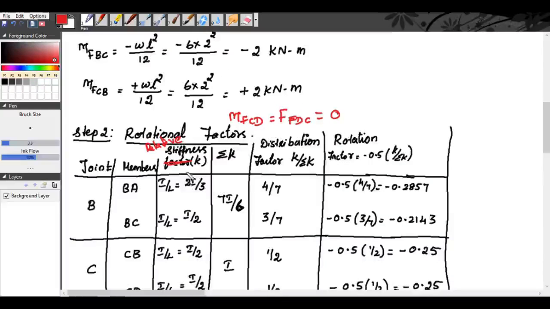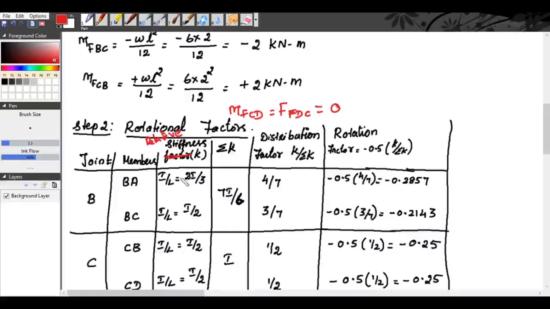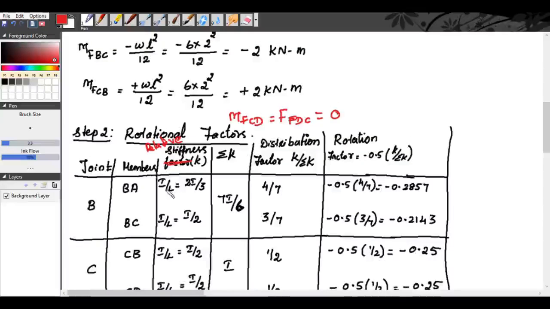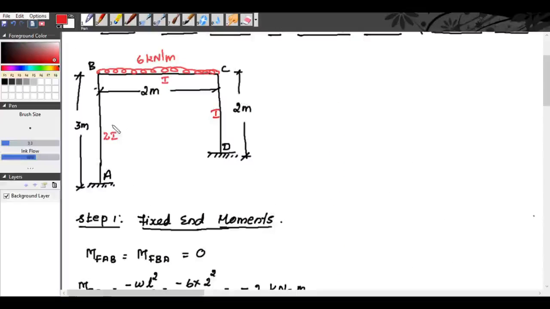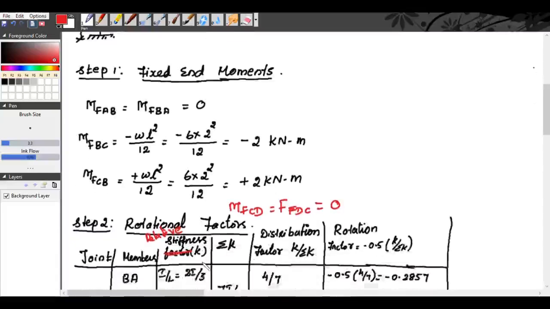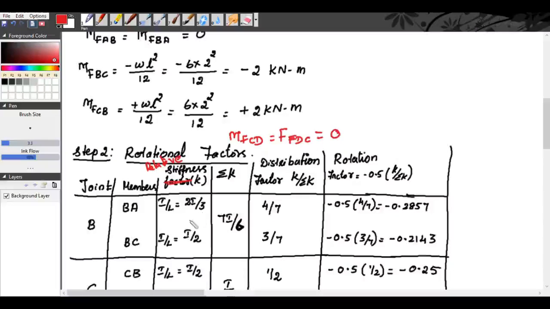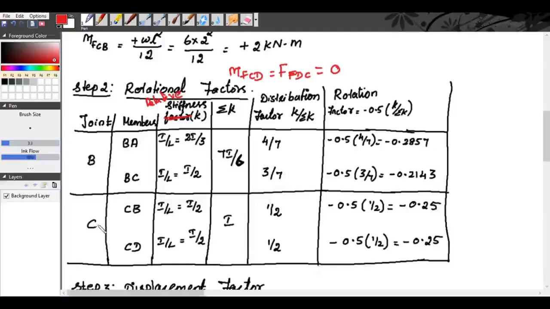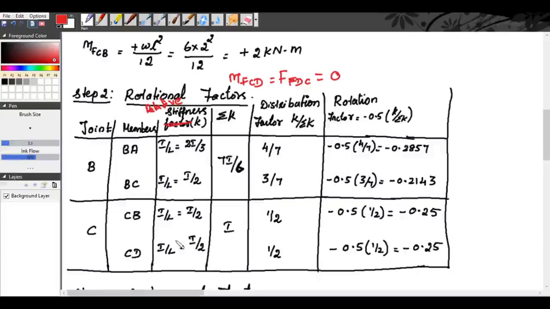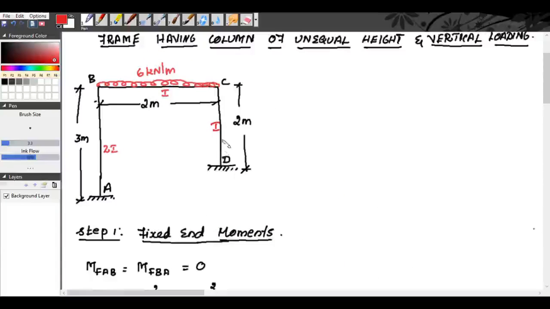The relative stiffness K is I by L. For the member BA, I is given as 2I and L is 3 meter, so K is 2I by 3. For member BC, I is given as I and L is 2, so K is I by 2. Similarly, for joint C, we have the members CB and CD. For CB, the relative stiffness is I by 2. For CD also it is I by 2, because for CD, I is given as I and L is 2.